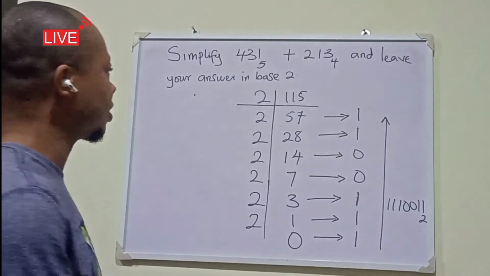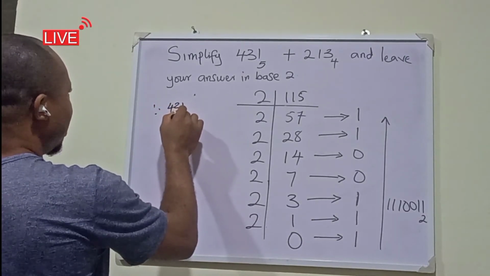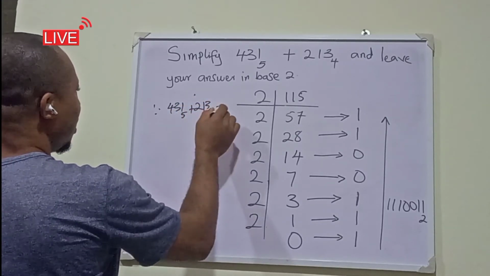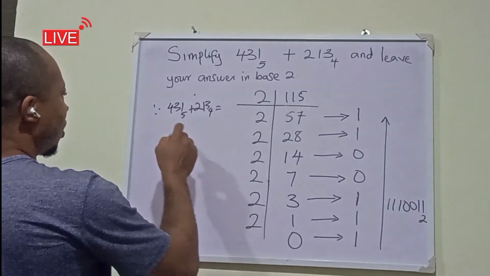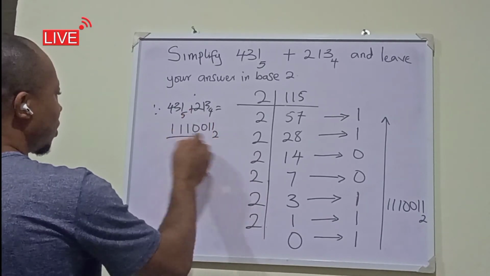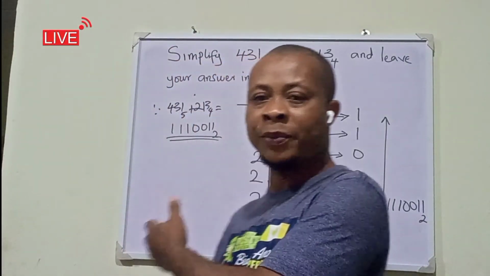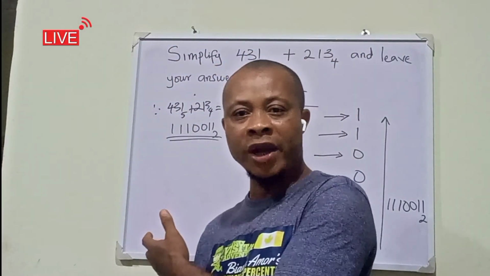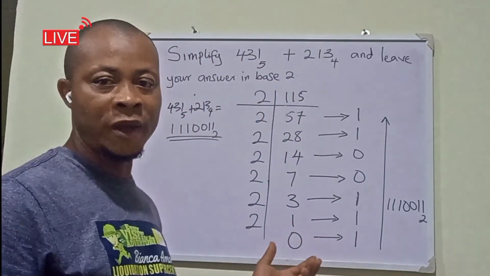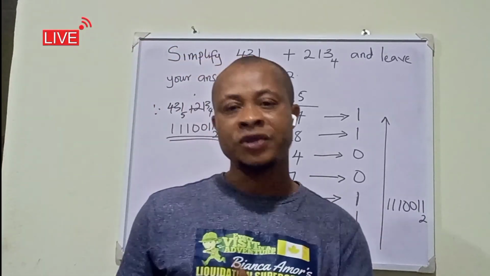So if you want to state it, you can say, therefore, 431 base 5 plus 213 base 4 equals 1110011 base 2. And that's the final answer. So this is how to solve simple problems like this. Anytime you see a problem like this, this is just the simplest way of solving it. So I believe you'll be able to understand how you can solve such problems.